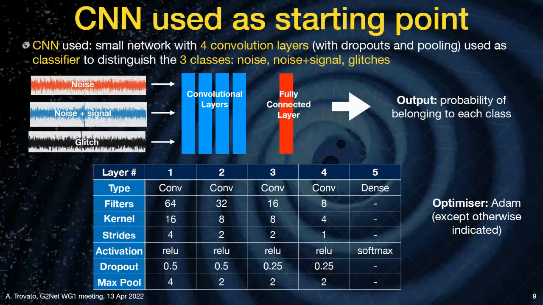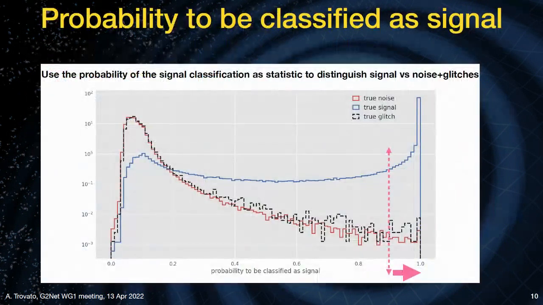So we started to work on this with the idea of finding the smallest CNN that would solve our problem. Let's say, that would classify the 3 classes in the best way. And these are all the parameters. So it's a small network, very similar to other papers on the same topic. So 4 convolutional layers and 1 fully connected layer. And then, as you know, you get in output the probability of belonging to each of the 3 classes.